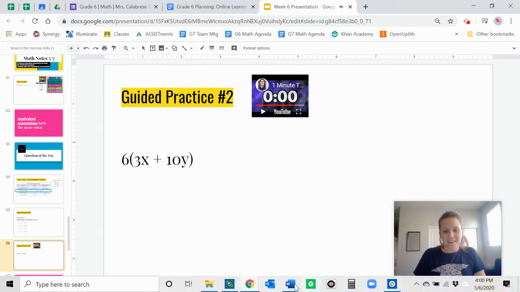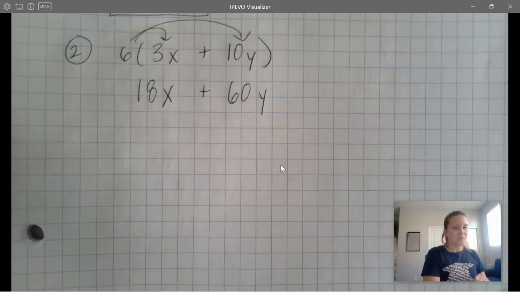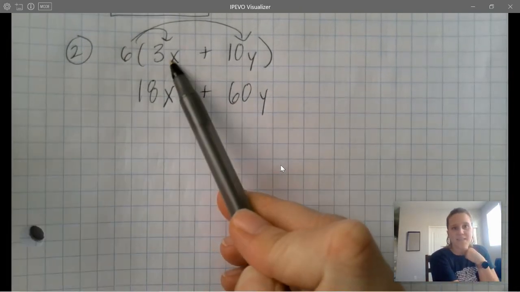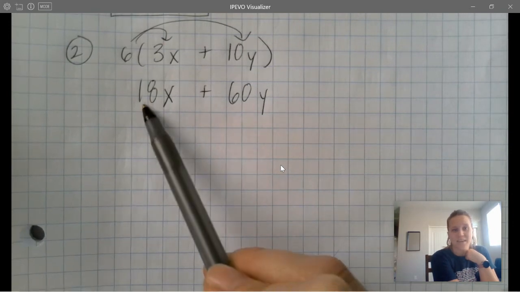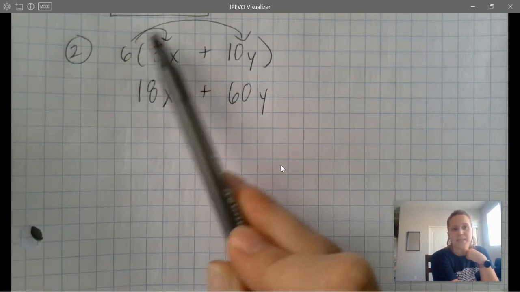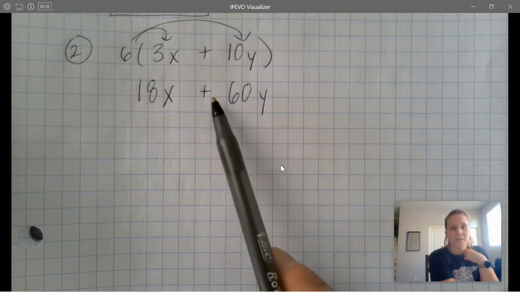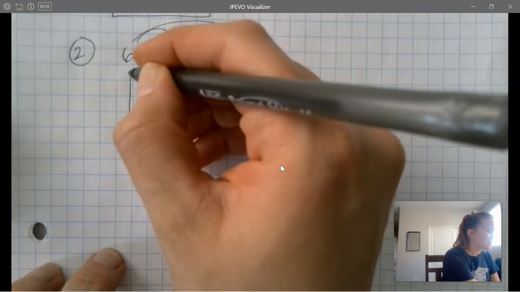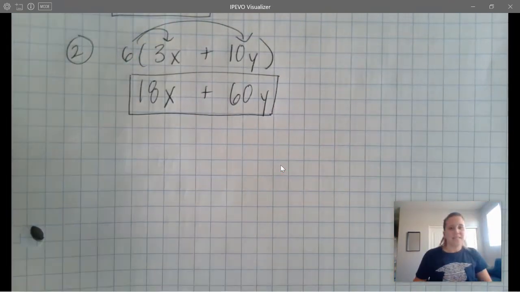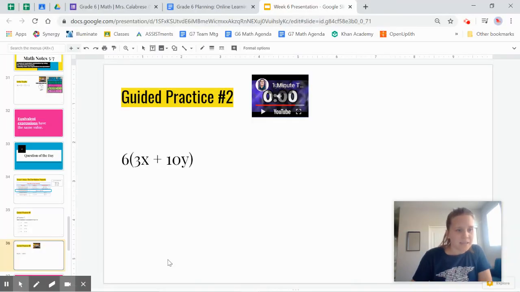All right, let's check our work. When I multiply 6 times 3x, that's 6 groups of 3x. That's a total of 18 x's, so 18x. When I multiply 6 times 10y, that's 60y. Note that the operation just stays the same. It's addition. 18x plus 60y is my answer.